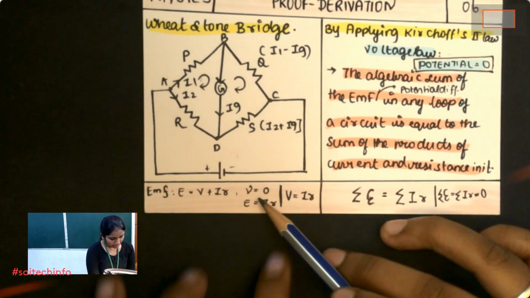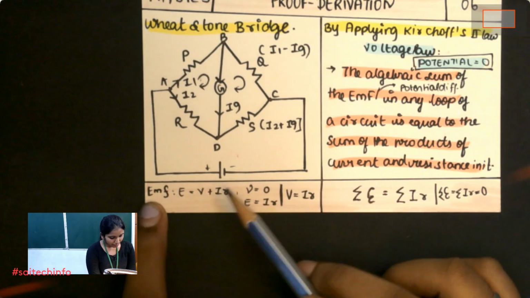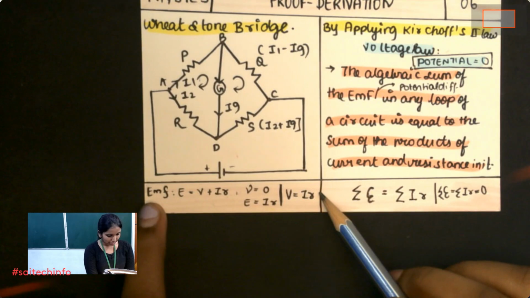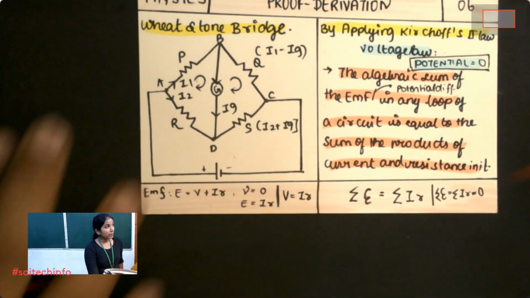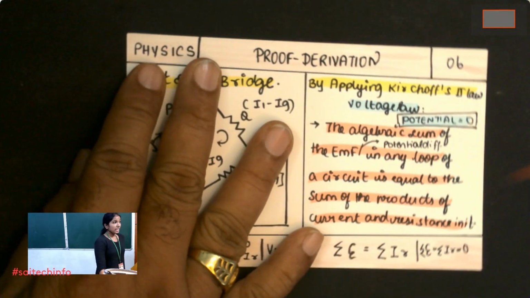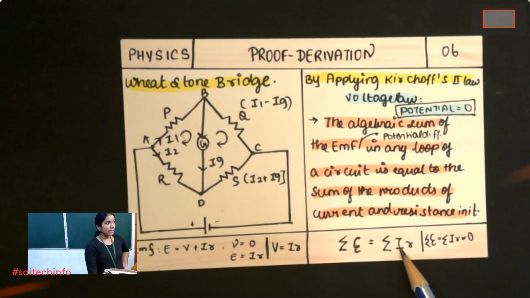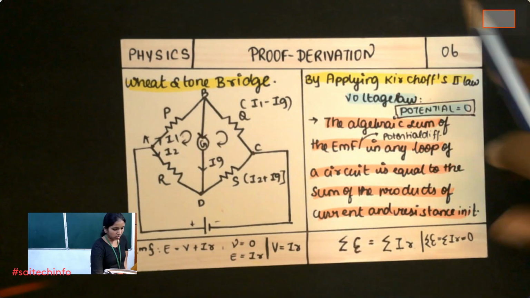Here we can see EMF E is equal to V plus IR, and here V can be 0 or E can be 0. Therefore, we will be getting V is equal to IR or E is equal to IR, and here it depicts that the summation of the EMF is equal to the summation of the product of the current and the resistance in it. And if the potential is equal to 0, then this law can be used. So let's move on to the next proof part.